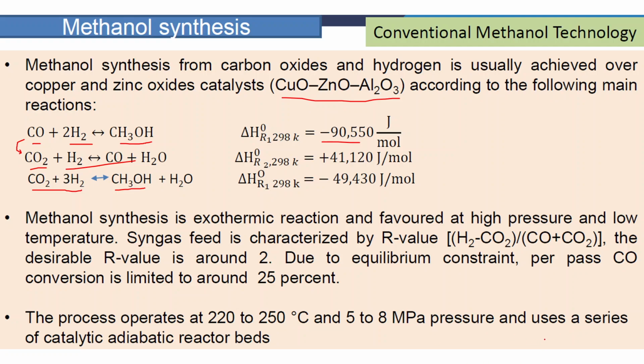There is another value which is required here, another term, which is the R value. It is basically (H2 minus CO2) upon (CO plus CO2), which is required to be around 2. Basically, due to equilibrium constraints, the carbon monoxide conversion to methanol is limited to 25% only. And the process operates at a temperature range of 220 to 250 degrees C and a pressure range of 5 to 8 megapascal.